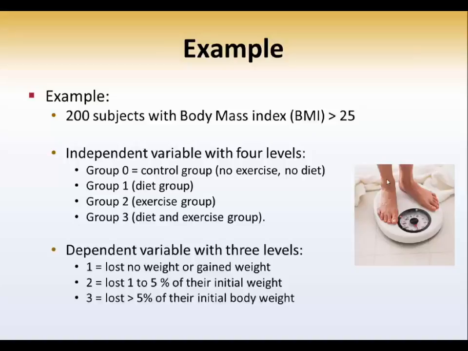Our dependent variable is categorized. What we've done is categorize it. You're a 1 if you lost no weight, or in fact gained weight. You're a 2 if you lost 1 to 5% of your initial weight. And you're a 3 if you lost greater than 5% of your initial weight. So here we have an independent variable, the grouping variable, that's nominally measured, and we have an outcome measure that's nominally measured with only 3 levels.